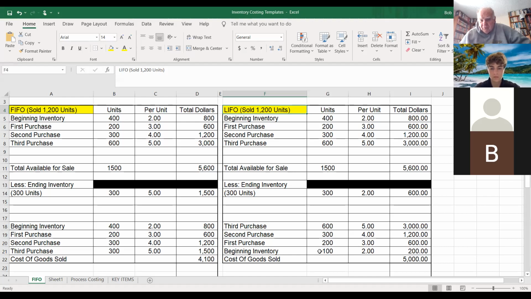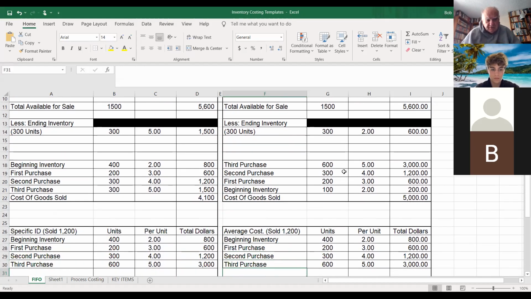What was left in the inventory? 300 units, but the units are not at $5 a share. They're at $2 a piece, okay? So I kind of wanted to take you guys through that a little bit. Let's look at average cost and see how easy average costing is.